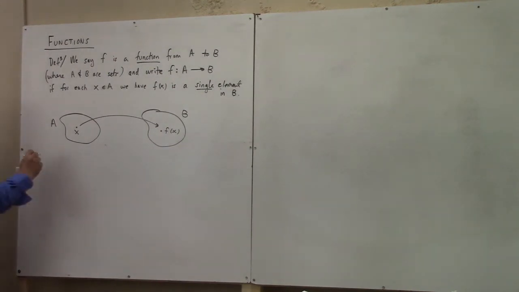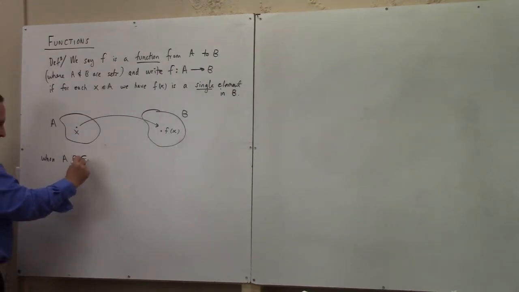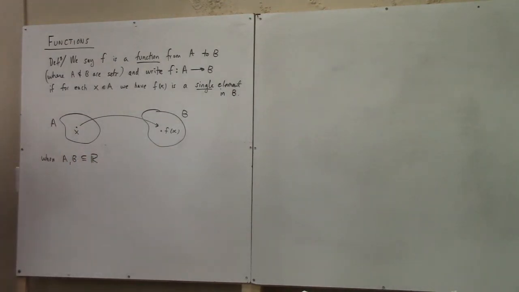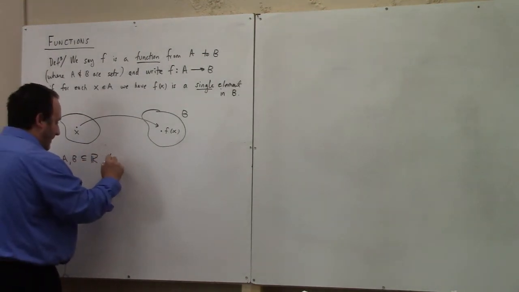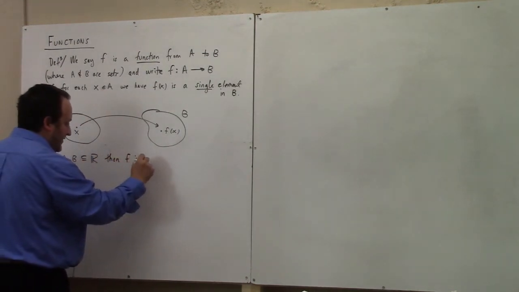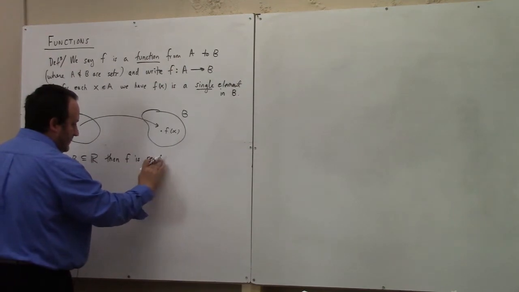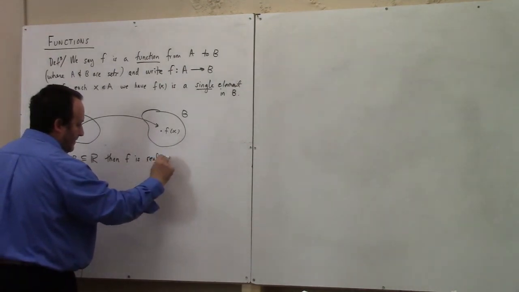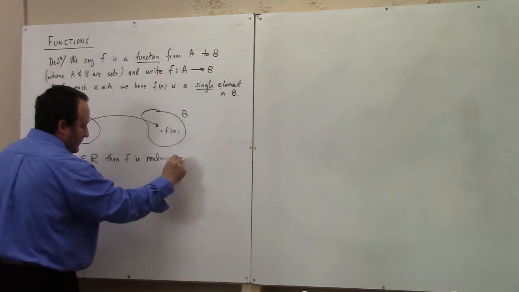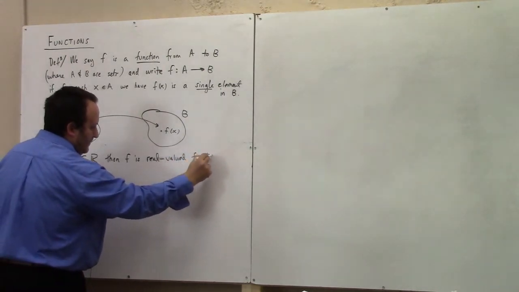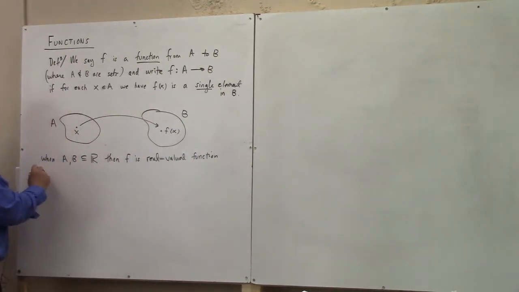Now, when A and B are subsets of the real numbers, right? So when A and B are both subsets of real numbers, then this is said to be a function on R. Or you could say f is a real valued function of a real variable.